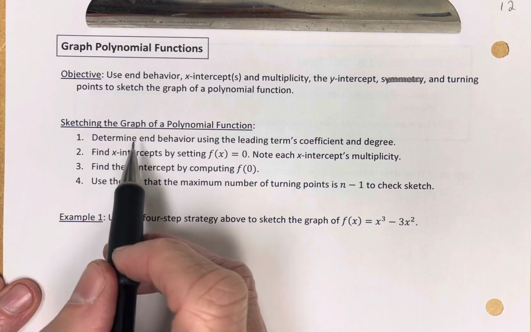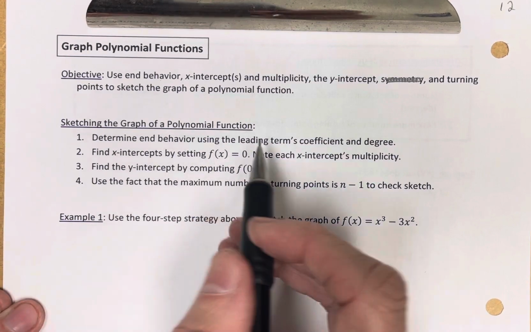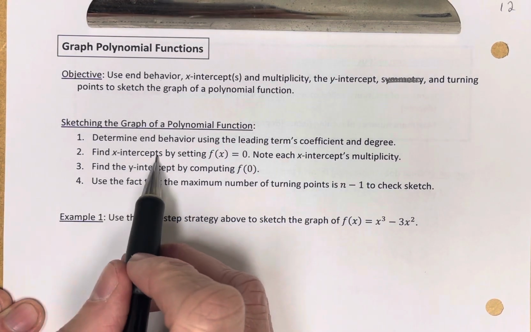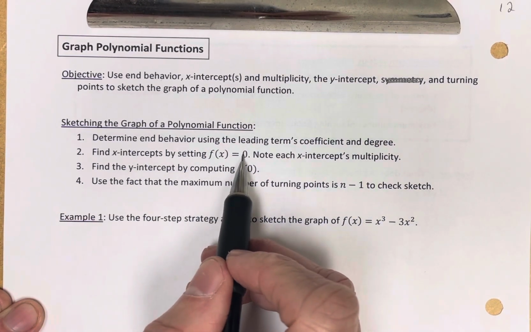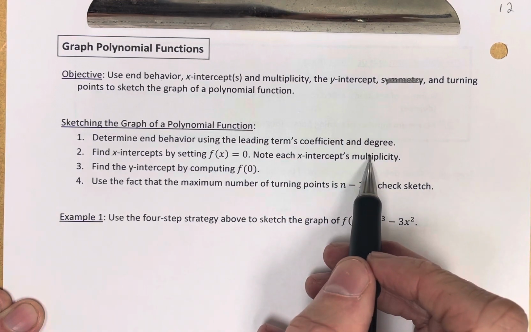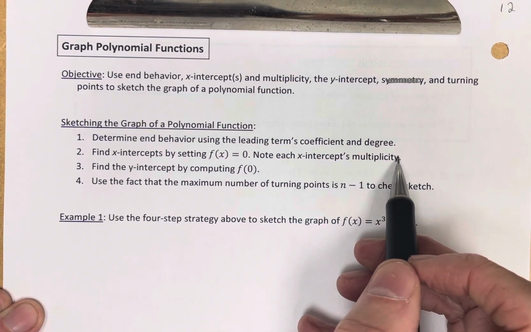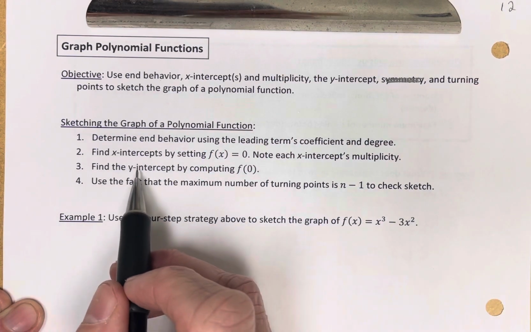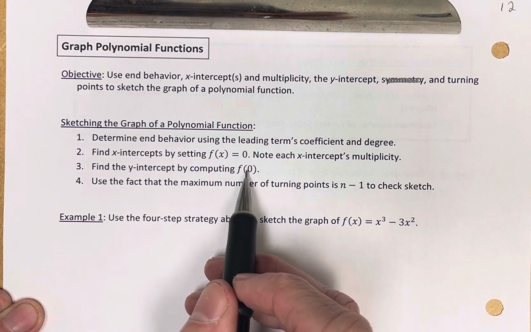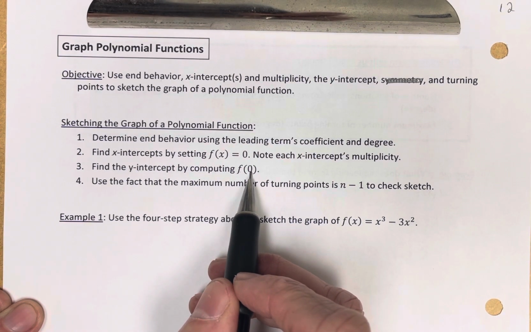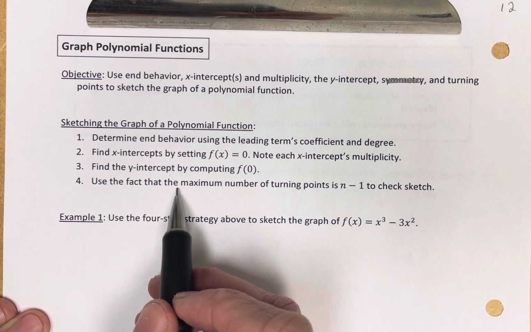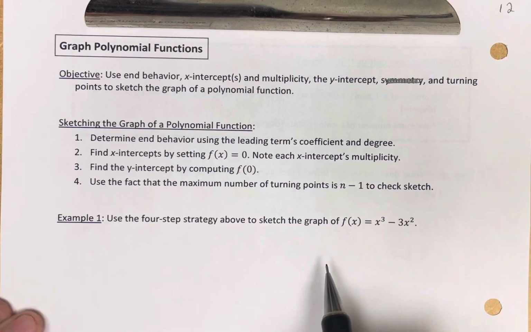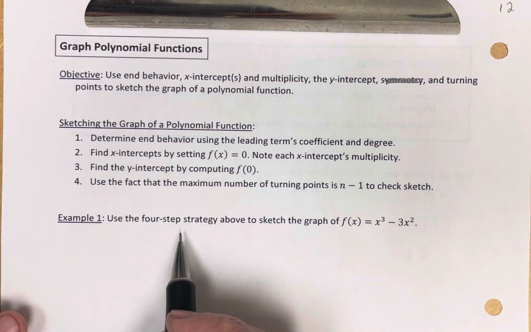Sketching the graph, what do we do? Well, we determine the end behavior using the leading term's coefficient and degree. We find x-intercepts by setting the function equal to 0. We'll note each x-intercept's multiplicity because that tells us if it crosses the x-axis or if it touches and turns. We'll find the y-intercept by computing the value of the function when x is 0. And we'll use the fact that the maximum number of turning points is one less than the degree to check our sketch. Okay?